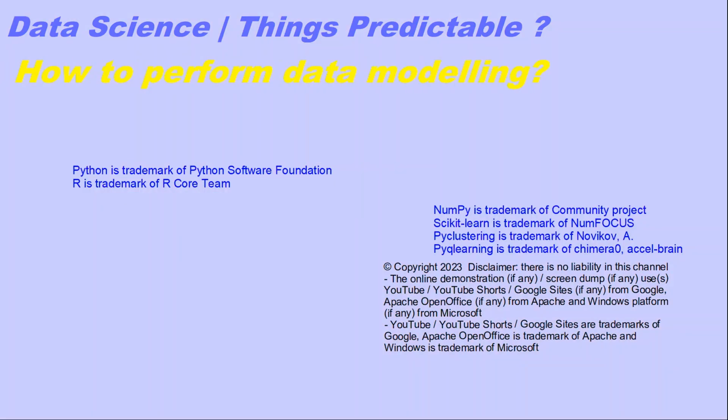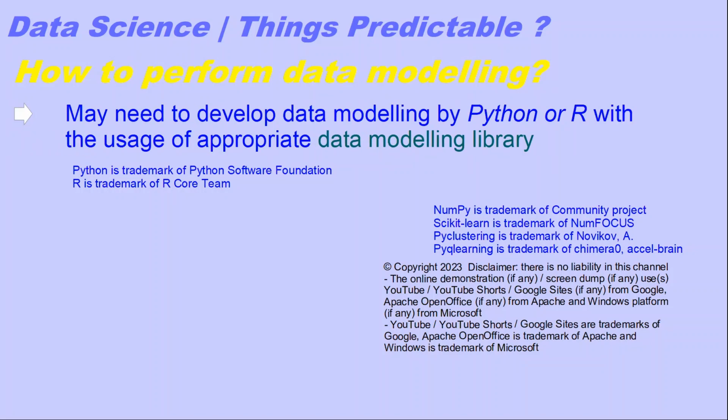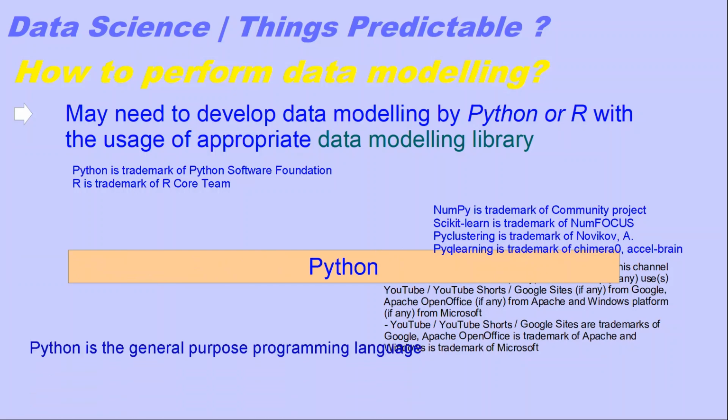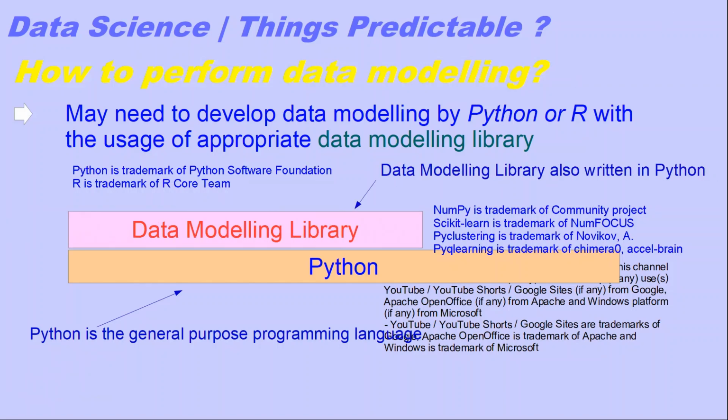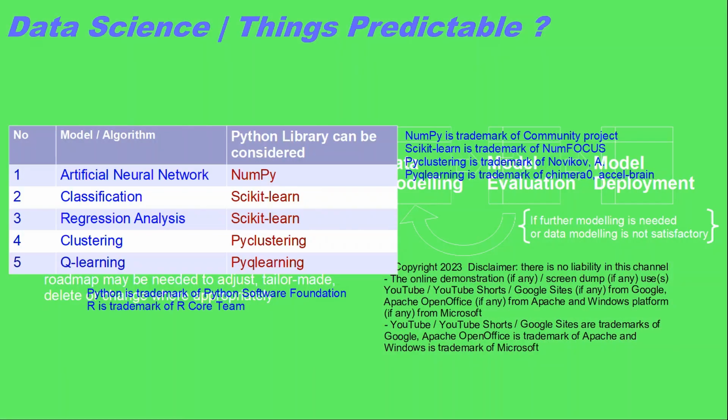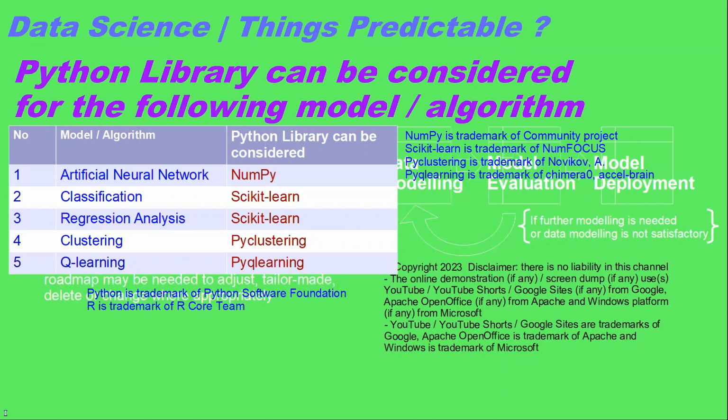How to perform data modeling. May need to develop data modeling by Python or R with the usage of appropriate data modeling library. Python is the general-purpose programming language. Data modeling library also written in Python. The following Python library can be considered for the following model or algorithm.